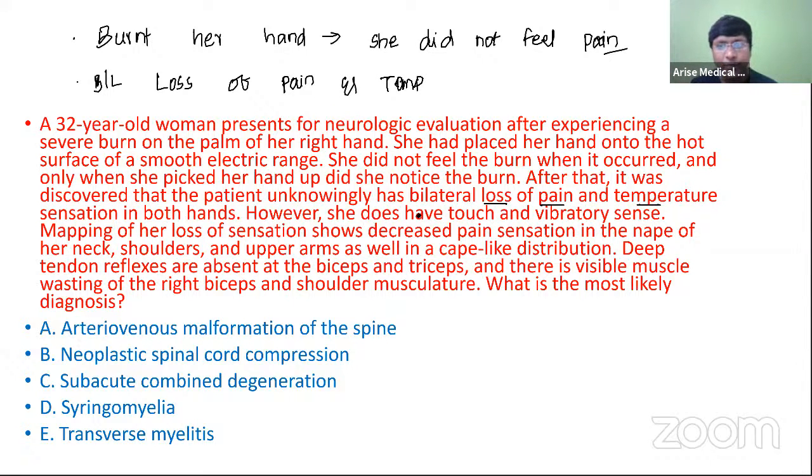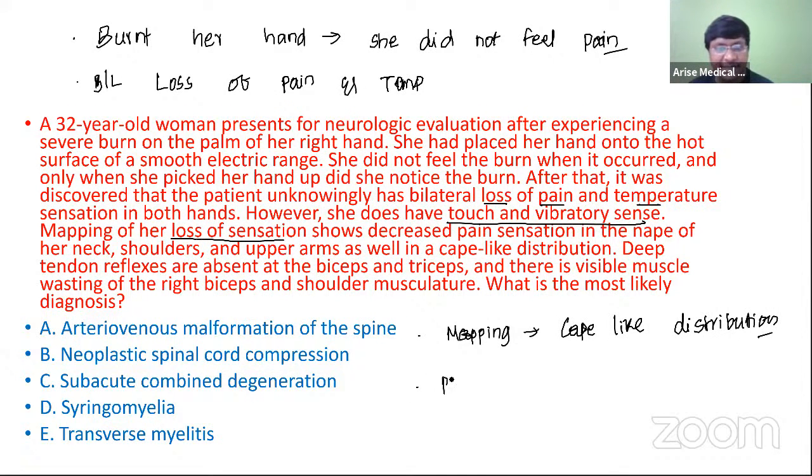Next, when mapping of her loss of sensations was done, the mapping showed the sensory loss in a cape-like distribution. The other point is that touch and vibratory sense are preserved. That means the posterior column sensations are preserved.